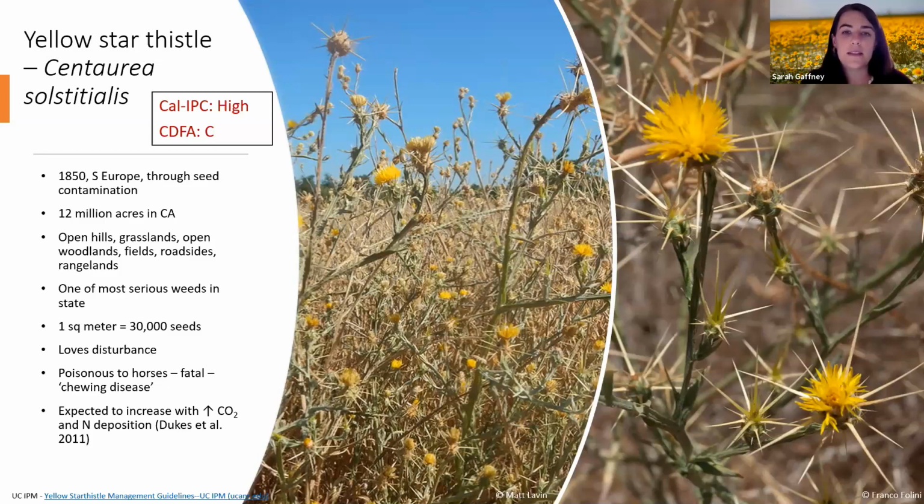They do love disturbance, so that's why you often see them on roadsides. And I just learned this fact while preparing this presentation. Yellow star thistle is fatal to horses. It's poisonous and causes something called chewing disease. But luckily it's only horses, and other livestock are not impacted by it. There was an experiment that showed that yellow star thistle actually grew taller and bushier when exposed to increased carbon dioxide and nitrogen deposition in comparison to all of the native plants and the other naturalized exotic grasses. So we are expected with our changing climate to have more of both of those. So it's just not looking too good there.